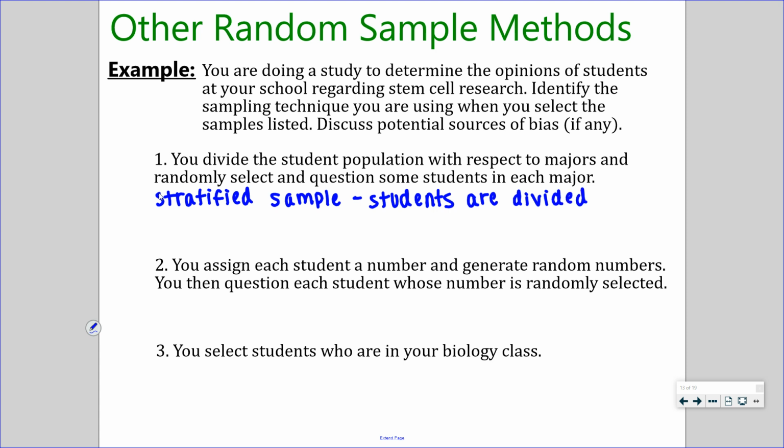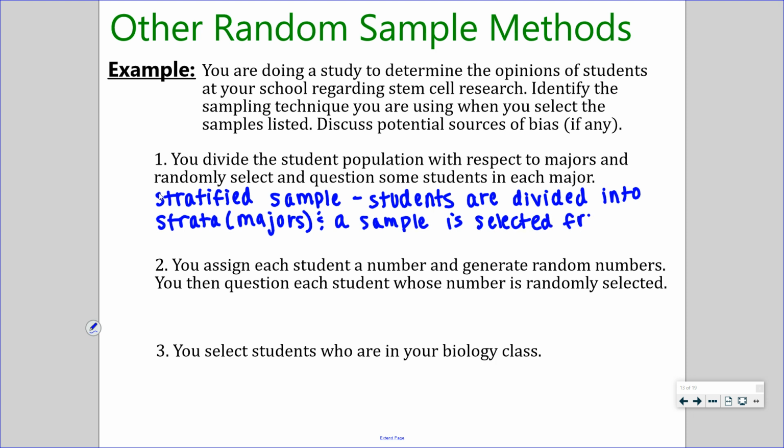Students are divided into strata, which Austin said perfectly. That was their majors. And a sample is selected from each major. We can put low bias, because it's a random sample.